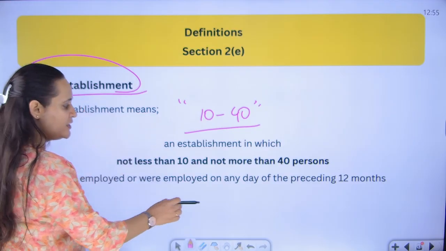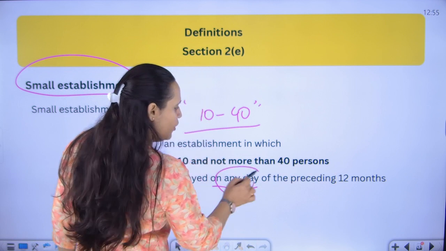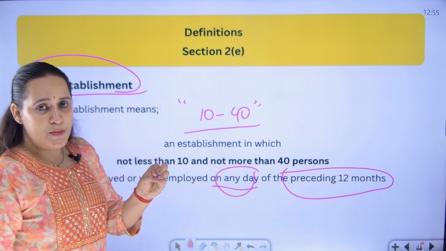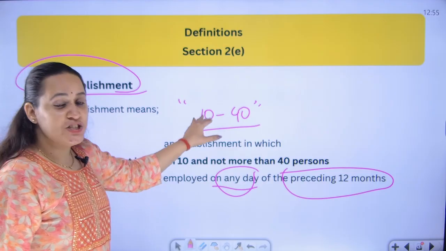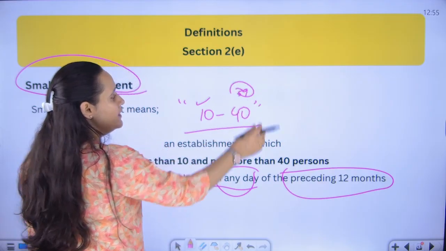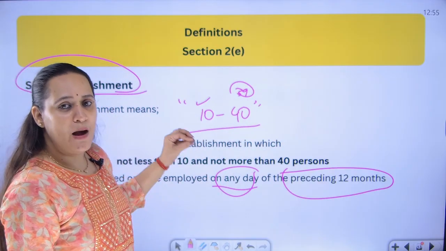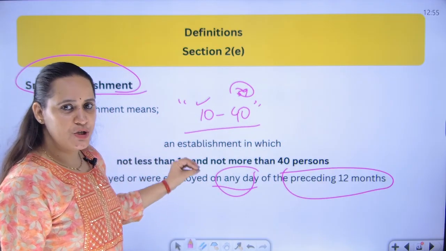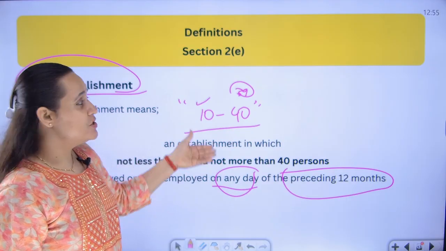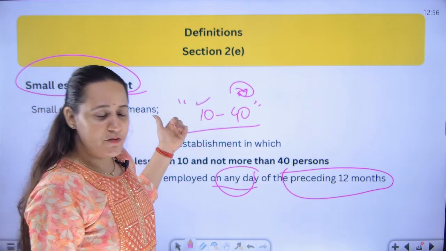and this limit is calculated in the previous year, on any day in the preceding 12 months, that is 12 months, at any given point, even on one day. If you are touching this threshold limit, that means you have 10 employees or you have 39 employees, in that case, the law will become applicable and you can claim exemption for the purpose of filing annual returns and maintaining registers under 16 enactments that we have seen.